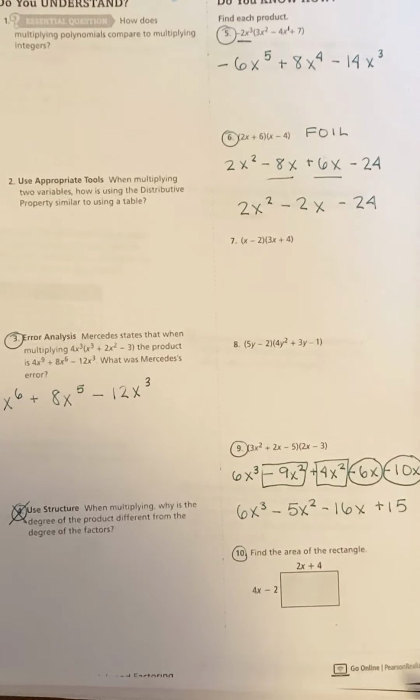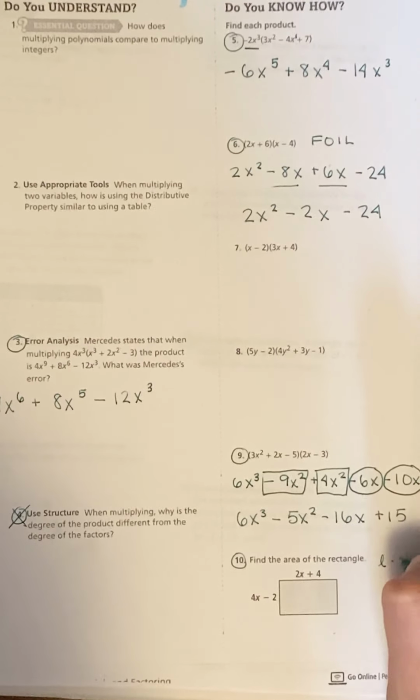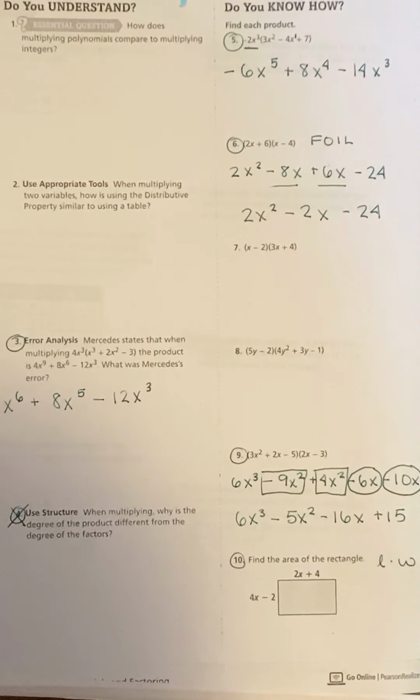So this one, find the area of the rectangle. Area is length times width. So we're not doing the perimeter.